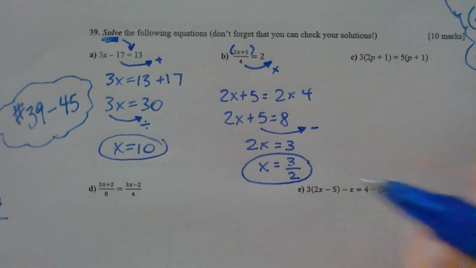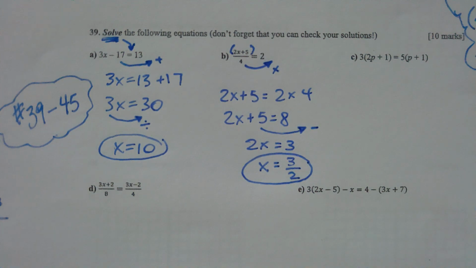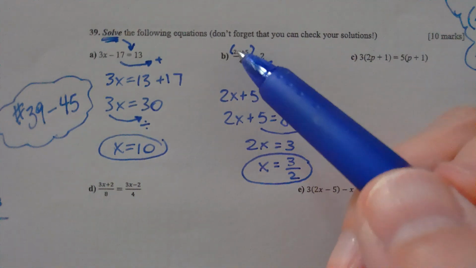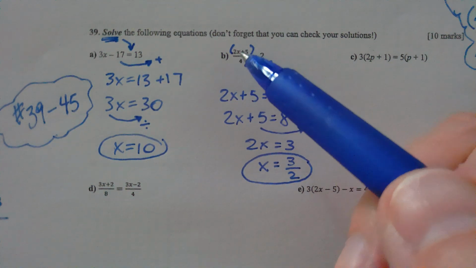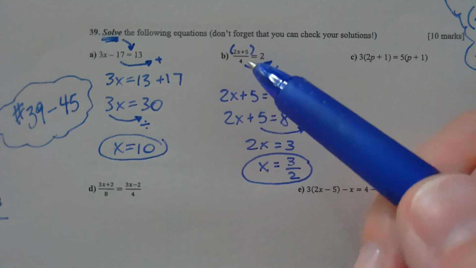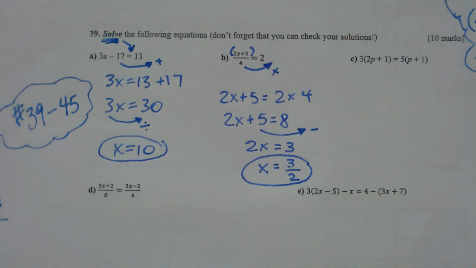When you check, you don't have to leave it as 3 over 2. What is 3 over 2 as a decimal? 1.5. So when you do your check, you can just do 2 times 1.5 plus 5, divided by 4, and you should get 2.